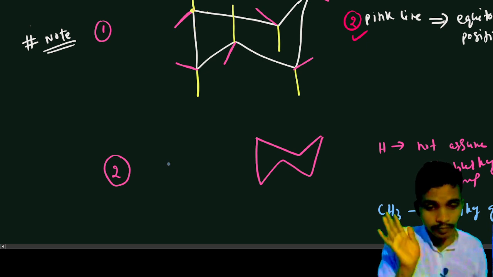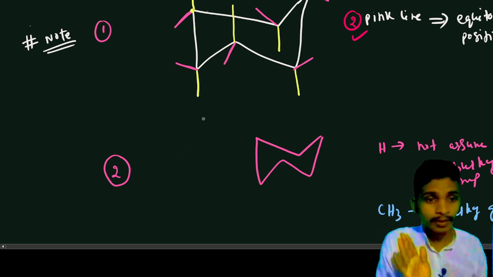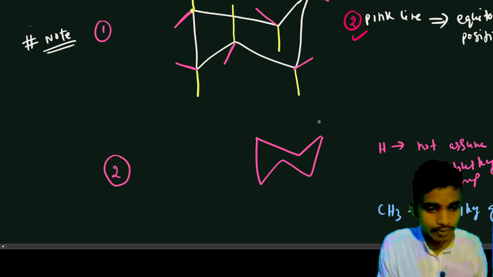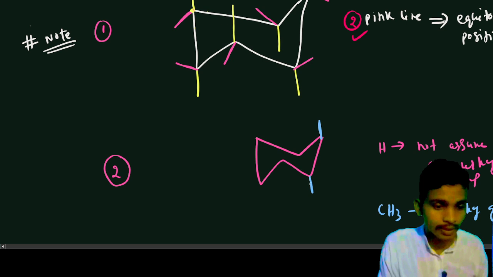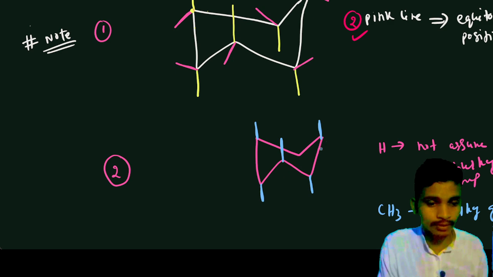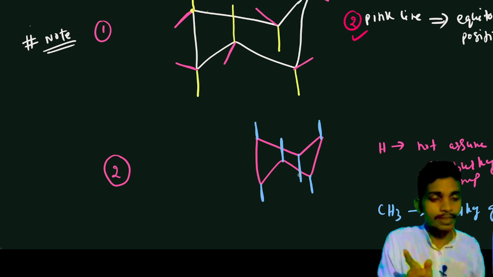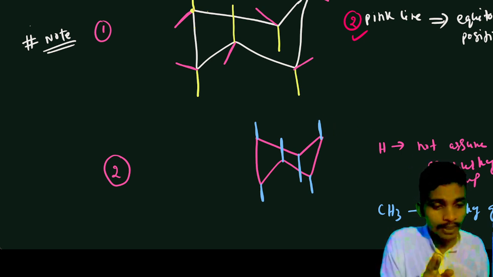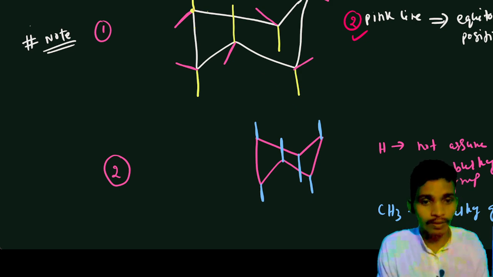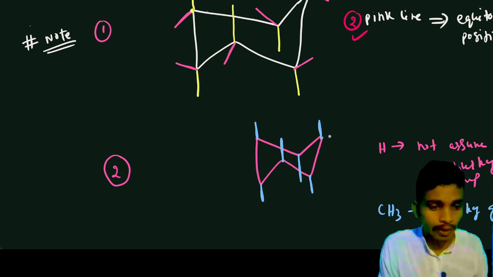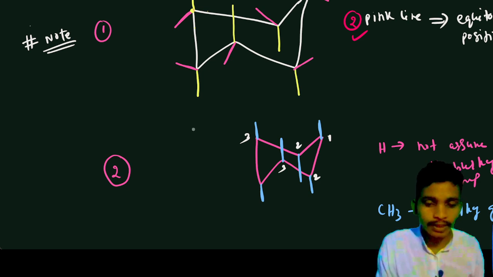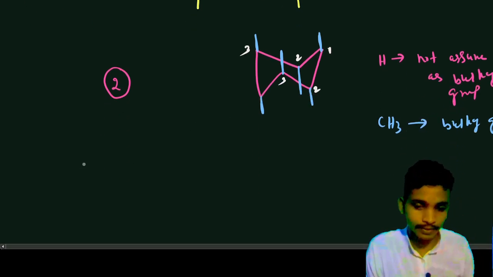1,3 diaxial interactions means that these are the axial positions, and these are the axial positions. So what I say is that in this substituent, in this group, a bulky group should not be present at the 1 and 3 positions. Let's say this is 1, this is 2, and this is 3, and here also this is 1, this is 2, and this is 3. It means that 1,3 diaxial interactions should not be present.